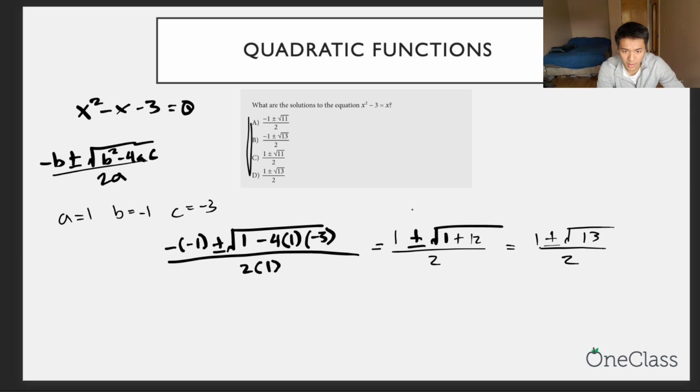And we can go ahead and find the answer choice that matches our outcome, and that's going to be answer choice D, 1 plus or minus the square root of 13 divided by 2. And that's going to be our answer for this question.